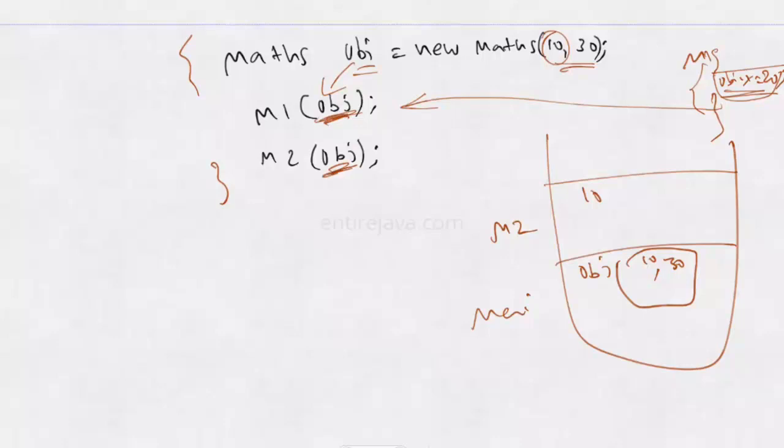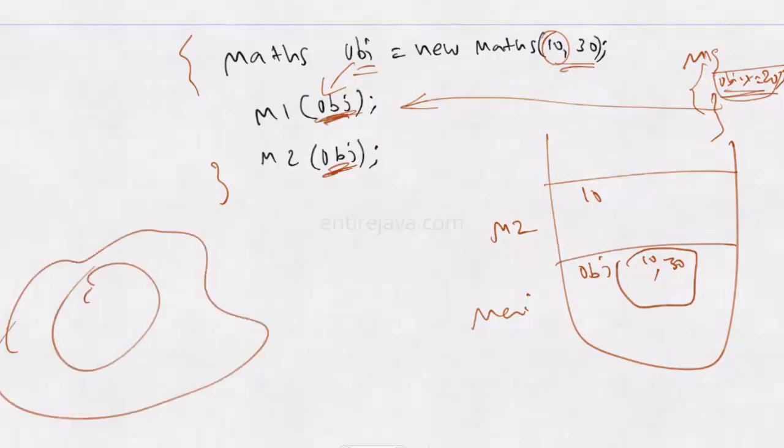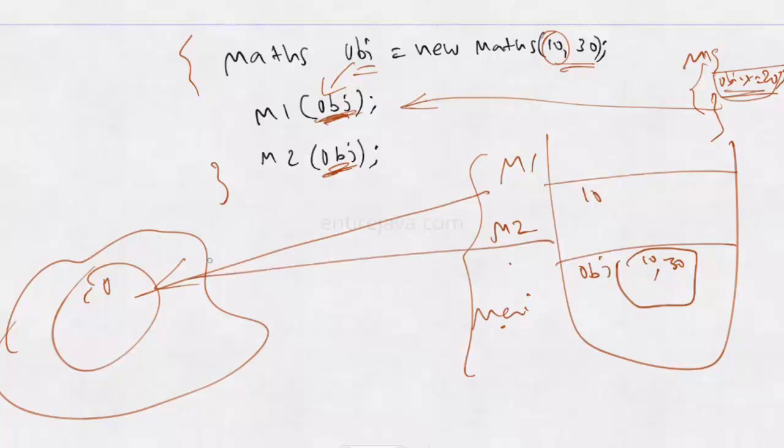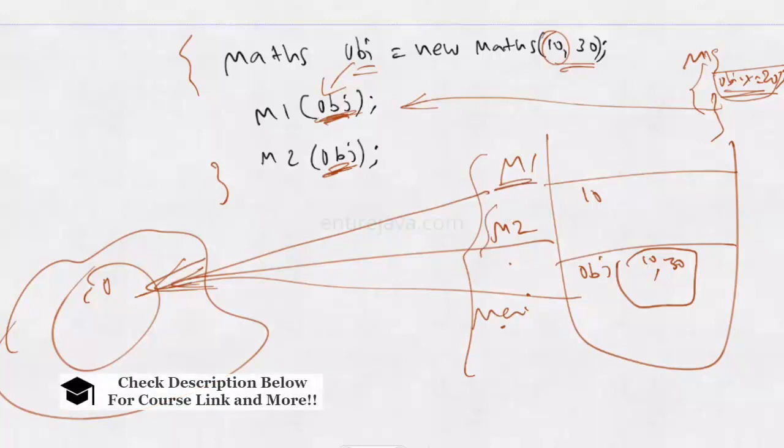Hope that makes sense. Now whereas if the object is residing in the heap, as you can guess, everywhere in all these methods m1, m2, m3, we're actually talking about the same object, and we're all pointing to the same object. If the state is updated by method m1, the rest of the methods will get the updated state.